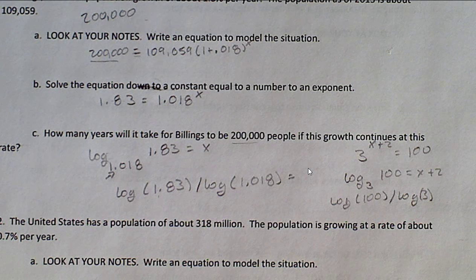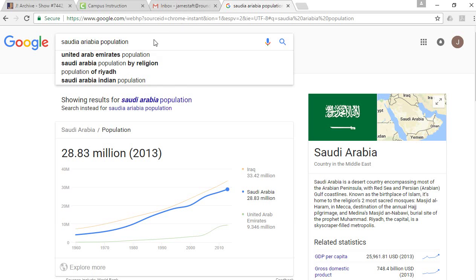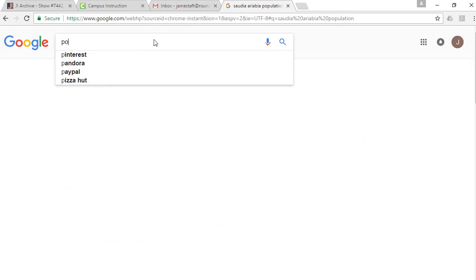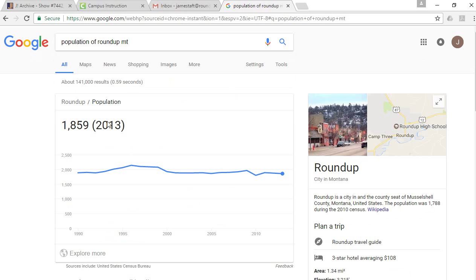Okay, one thing that I think is interesting, I don't know if you guys have ever looked into this. The population of Roundup, 2,800, is that right? It's 1,859. Did it go down? It went down a lot. It's been almost constant for the last 20 years. The population of Roundup is almost flat if you look at it over the last 20 years.